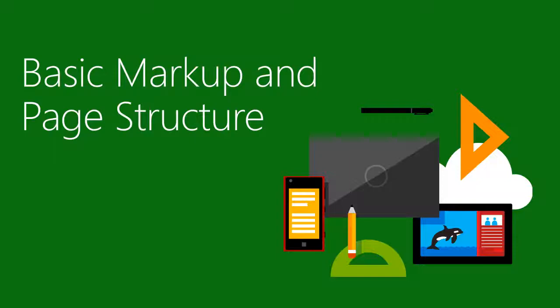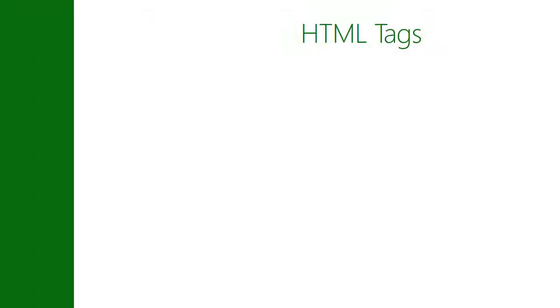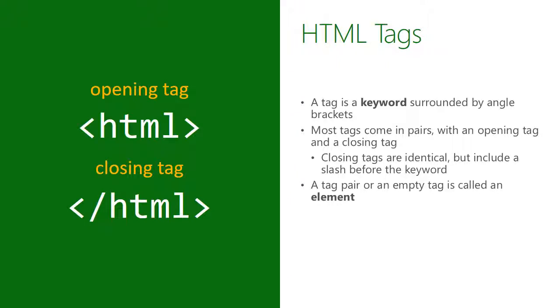Let's have a look at the basic markup and page structure of HTML. A tag is a keyword surrounded by angled brackets. We have opening tags and closing tags, the only difference between them being that the closing tag has a slash before the keyword. Most of them come in pairs. There are a few exceptions, such as break or image, but most of them come in pairs. A tag pair or an empty tag is called an element.